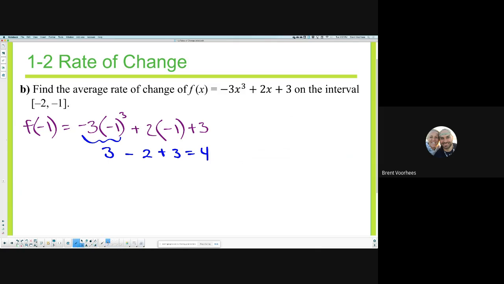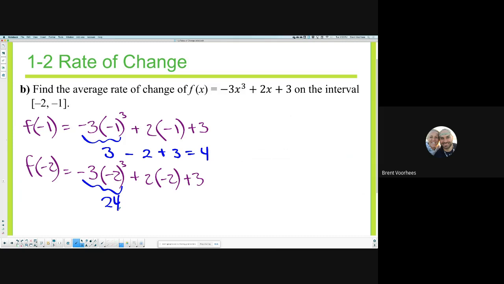Okay, now let's come back and let's find f of a. So f of negative 2. So basically the same calculation, except anywhere we see negative 1, we're going to replace with a negative 2. All right, negative 2 cubed. So negative 2 times negative 2 times negative 2 is negative 8. 3 negatives make negative. 2 times 2 times 2 is 8. Times negative 3. That's positive 24. 2 times negative 2, minus 4. Plus 3. Okay. What is 24 minus 4? 20 add 3, 23.